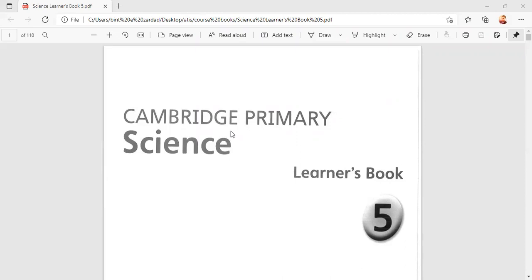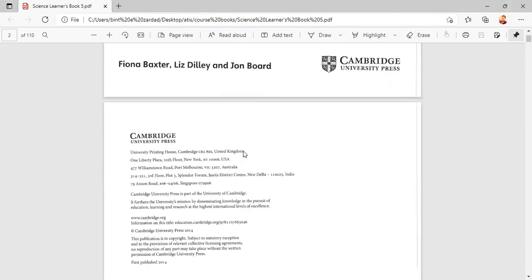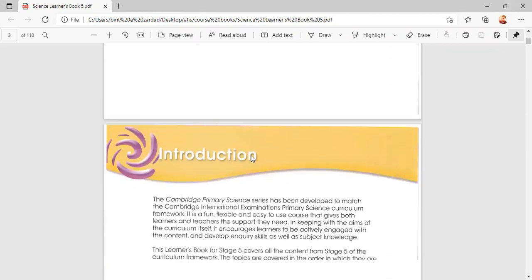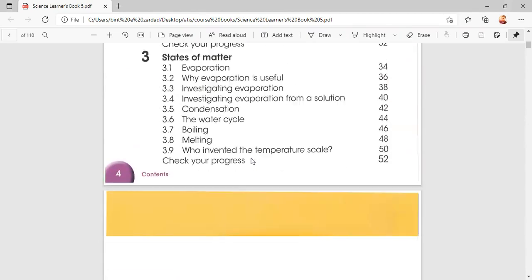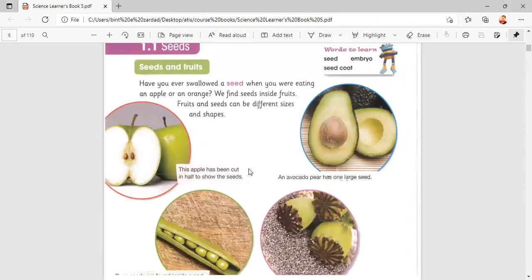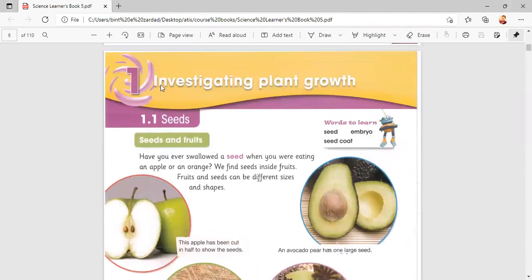This is the learner book for grade 5. Today we will revise the first lesson. Lesson 1, investigating plant growth, in which the first lesson is about seeds and fruit.